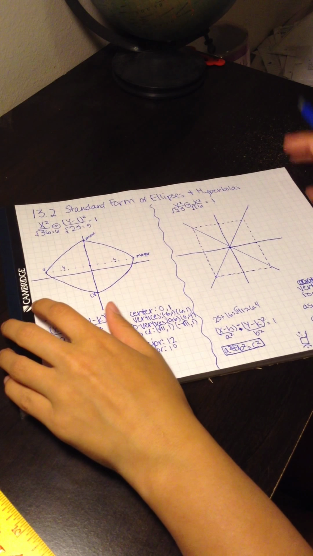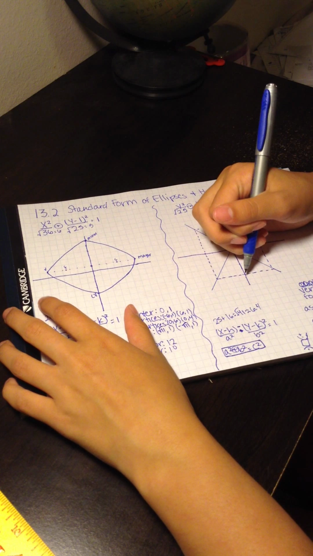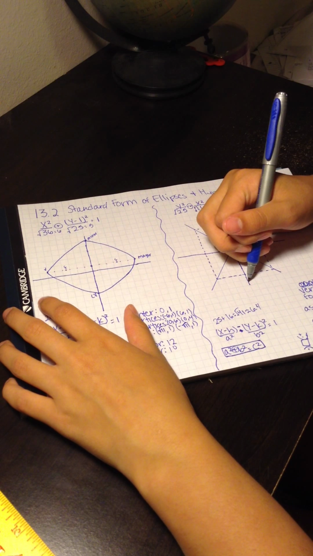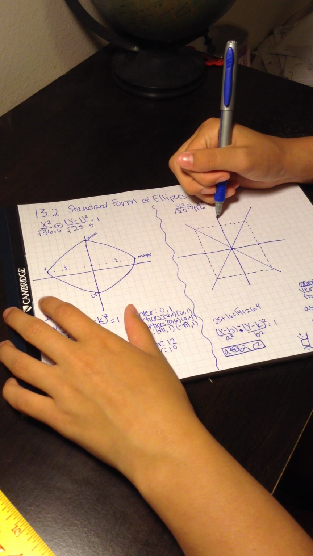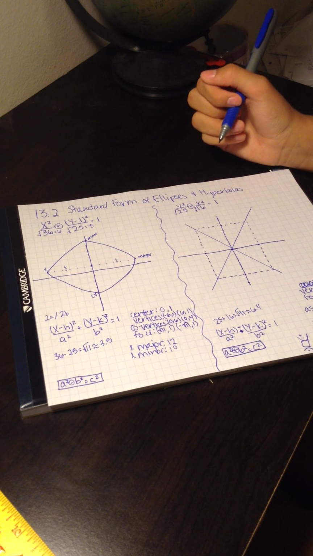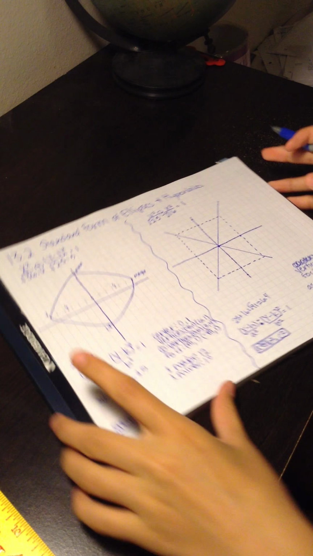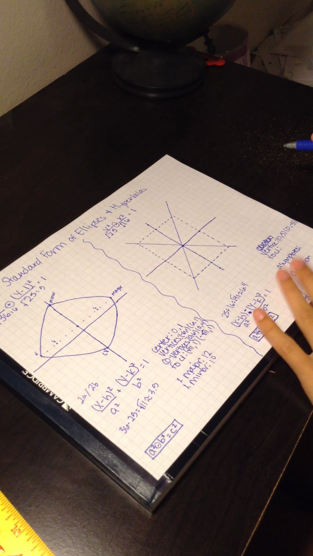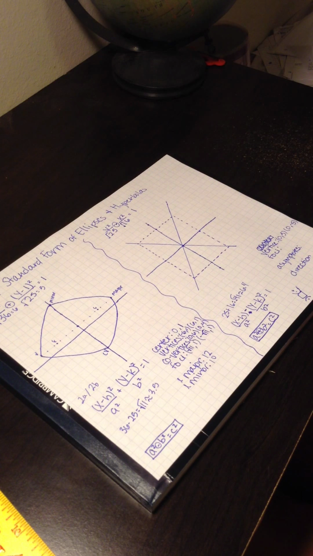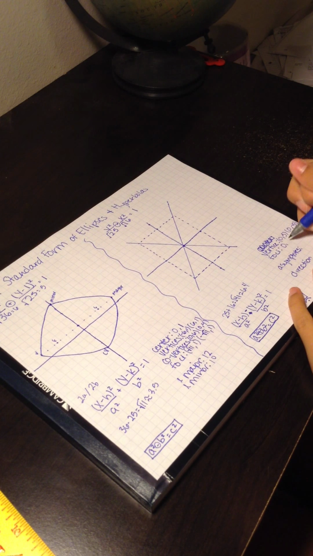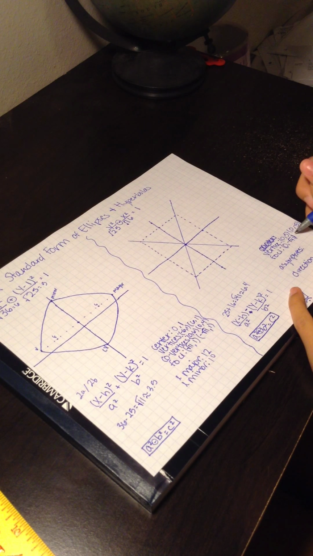So our 6.4, about right there. That's where our focus is, and so we want to write that down as 0, negative square root of 41, and 0, positive square root of 41.